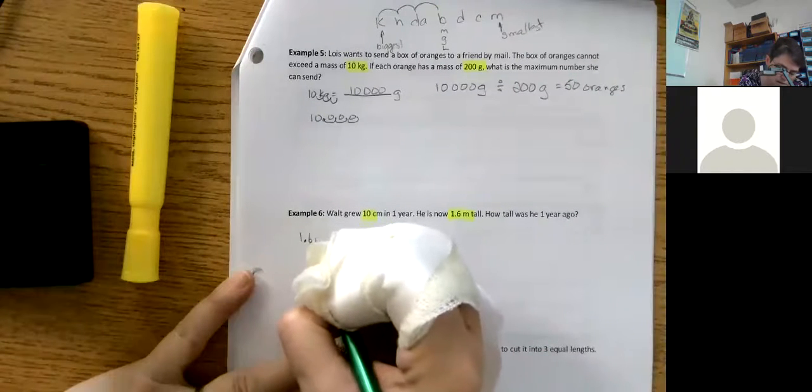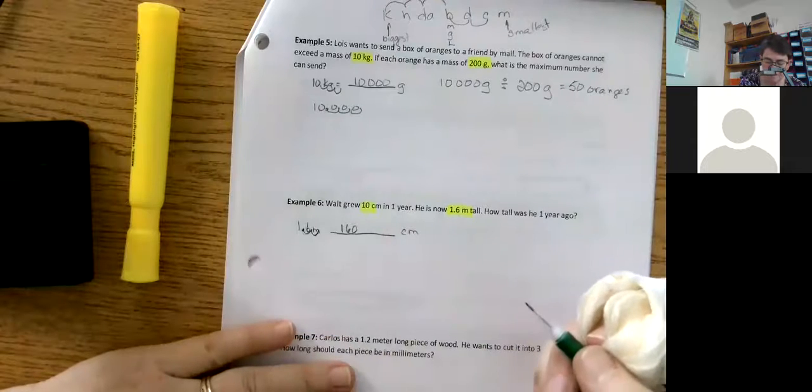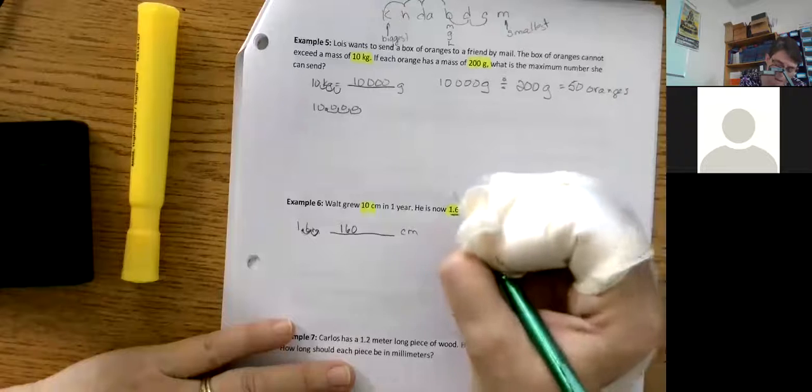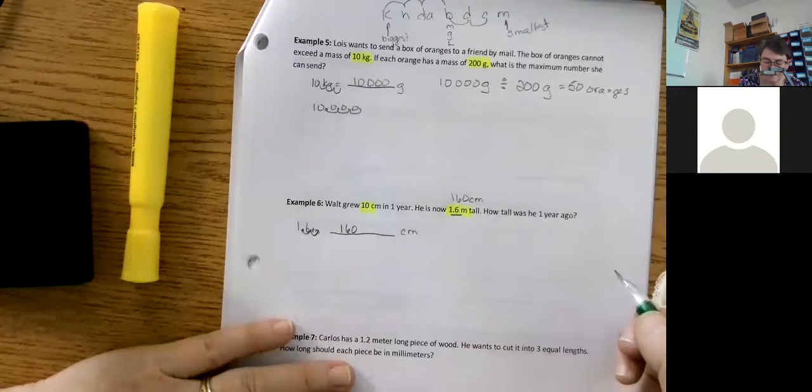So I'm going to take my 1.6 meters and I'm going to convert it into centimeters. From meters, which is a base, to centimeters, it's 1, 2 steps. So that first step takes me to the back of the 6, and then I need 1 more. So this is going to give me 160 centimeters. Now it says right now he's 160. So I'm going to write that. How tall was he a year ago?